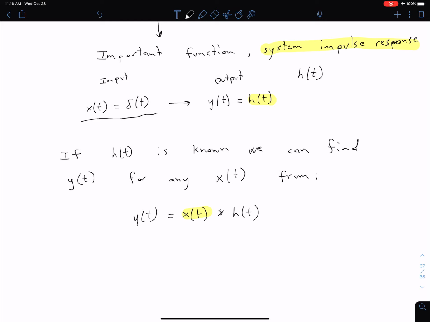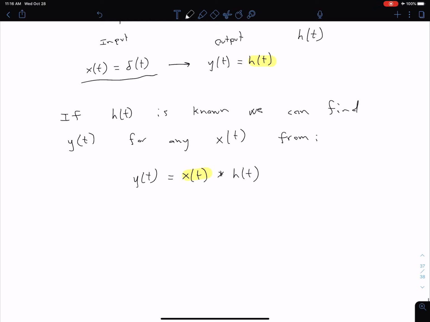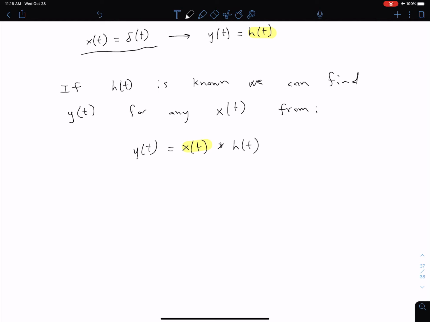Let's come back now and define this convolution more clearly. Again, we would read this as x of t convolved with h of t. We can define this as y of t is equal to the integral from negative infinity to infinity of x of lambda times h of t minus lambda d lambda, where this lambda is just a dummy variable.